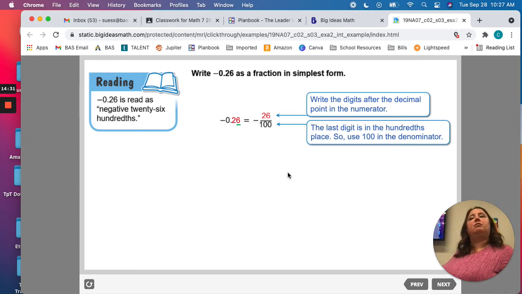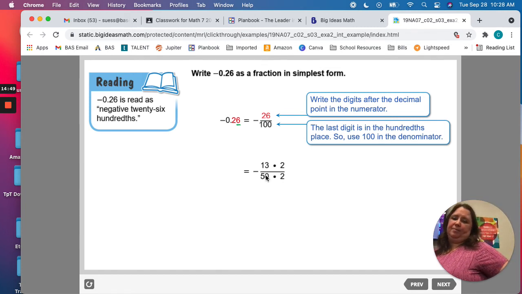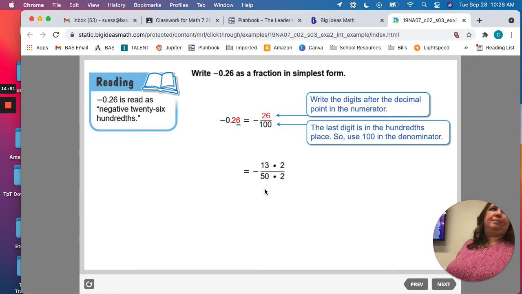Do we have a fraction now? Yes. Absolutely. But is it in simplest form? No. How do we know that right away? Divided by 2. But how do we know? Because they're both even numbers. Yay! So divide both by 2, which will equal 13, which will give us 13 over 50. They're both odd numbers.